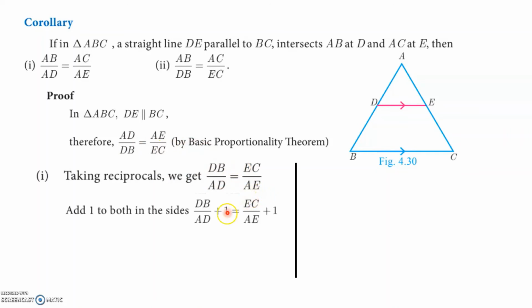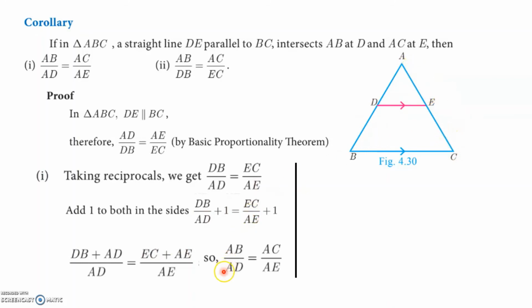Next, let's add 1 to both sides of the equation. So adding 1 here and adding 1 here. Now, if you further simplify and take AD as your denominator, then this will be DB plus AD and this will be EC plus AE, right? Simplifying this, you get this. Now, DB plus AD is our AB, so we can replace DB plus AD as AB, and EC plus AE as AC. So this becomes AB by AD is equal to AC by AE, right? So that's the first part of our theorem.